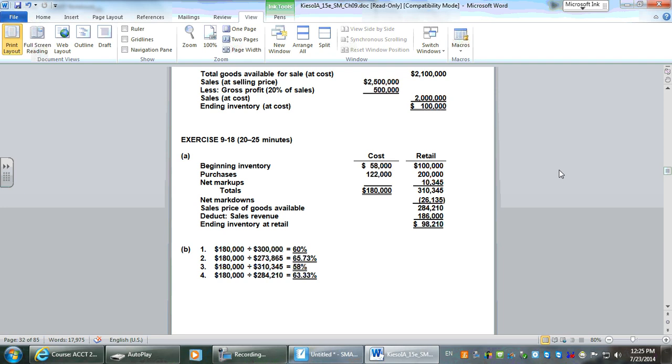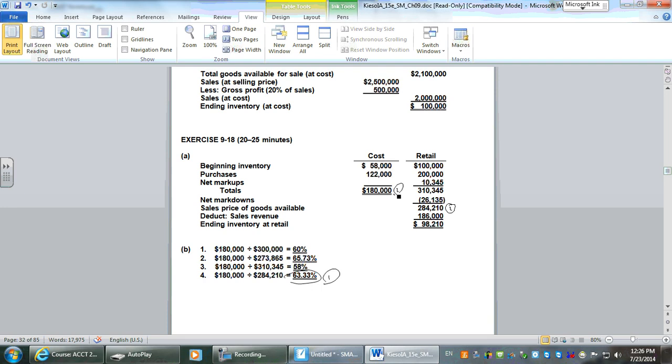By the way, we are calculating the ending inventory. We are not calculating cost of goods sold when we do this computation. Real important. So it's the 63% one. That one is the inventory. Let's see. Sales price of goods available, compared to the cost, right, guys?